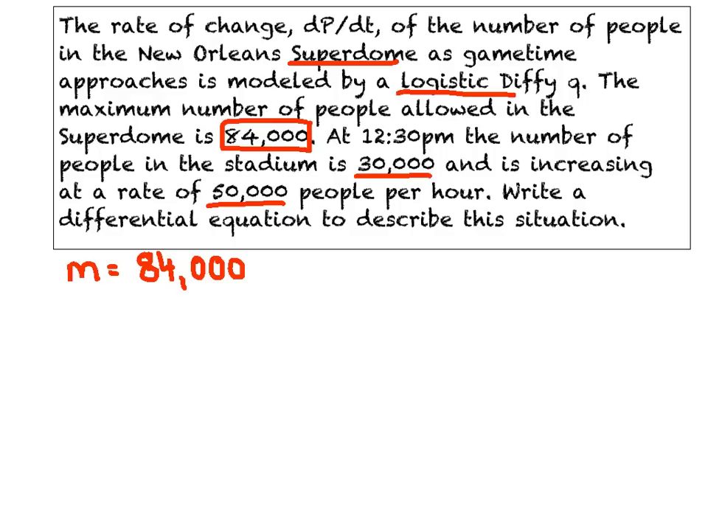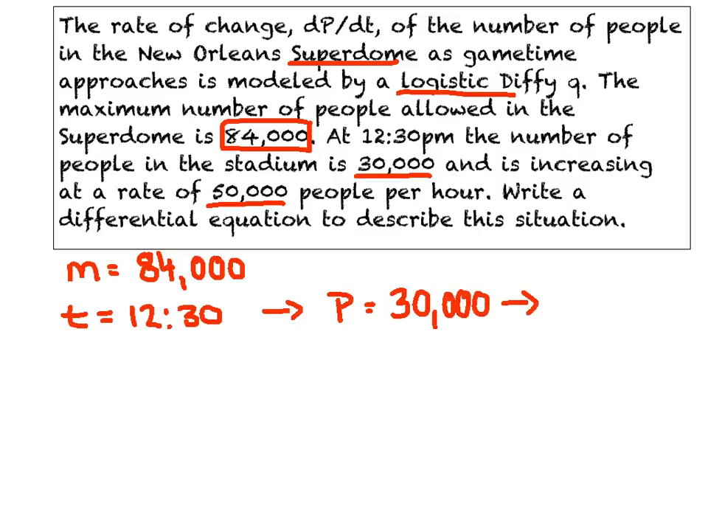And that's one of the crazy things about people entering a stadium, that it's usually a mad rush and there's a lot of chaos all at once. But we're going to try to write a differential equation, specifically a logistic Diffy Q, to model this situation. We're just going to summarize at the moment when t equals 12:30. We know that P represents the population. The number of people in the stadium is 30,000. And we also know at that same moment that the rate is equal to 50,000.